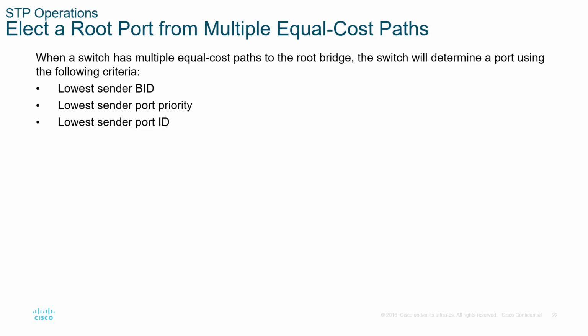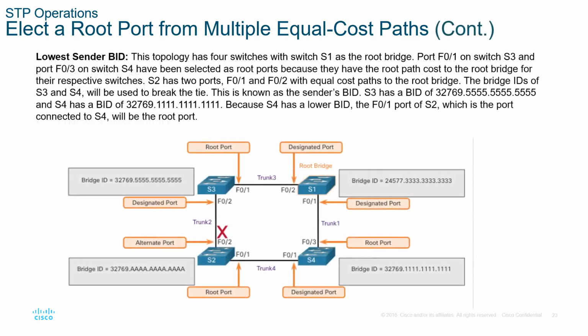Now, when a switch has multiple equal cost paths to the root bridge, the switch will determine a port using the following criteria: lowest sender bridge ID, lowest sender port priority, and lowest sender port ID. Now, for lowest sender bridge ID, take another topology just like the one we studied. We have a topology with 4 switches, with switch 1 as the root bridge. Port F0/1 on switch 3 and port F0/3 on switch 4 have been selected as root ports because they have the root path cost to the root bridge for their respective switches.